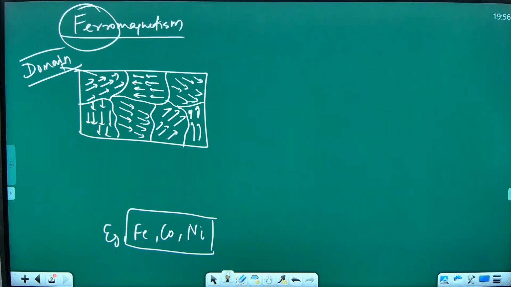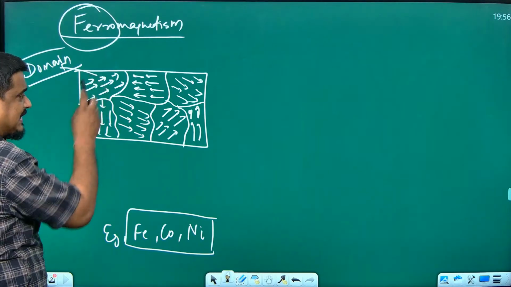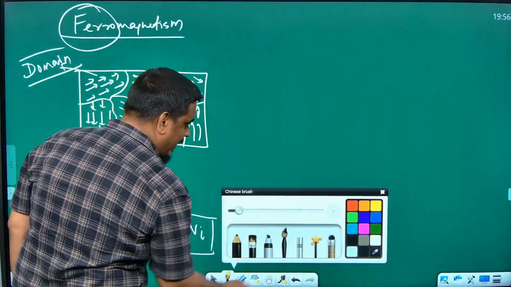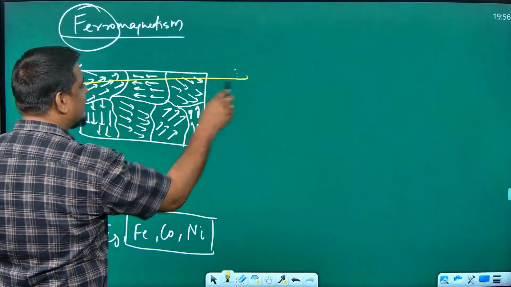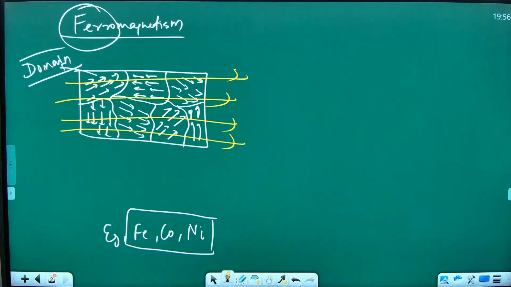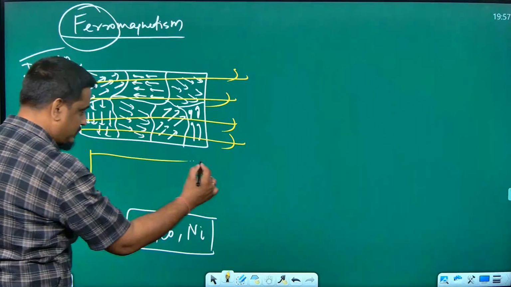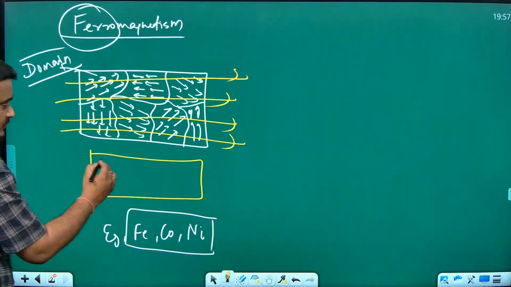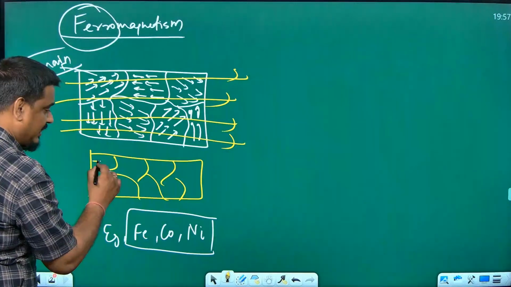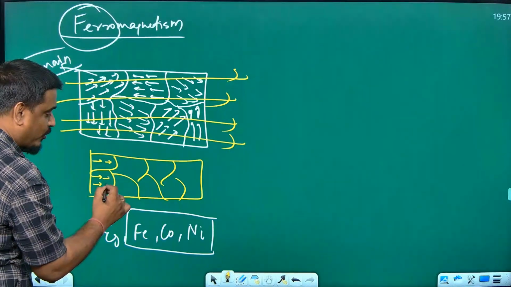And now imagine domains are there, and it is subjected to an external magnetic field. The moment I subject it to an external magnetic field like this, what is going to happen? A strong magnetic field can move the domain itself in a particular direction. Now my domains will be aligned in what direction? In the same direction.